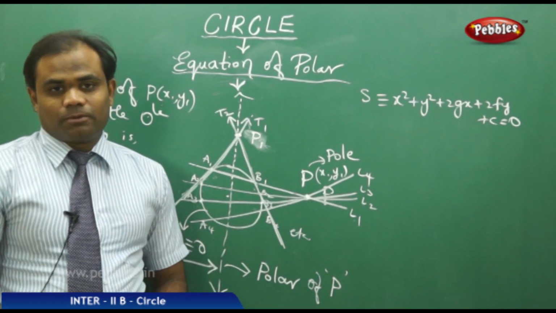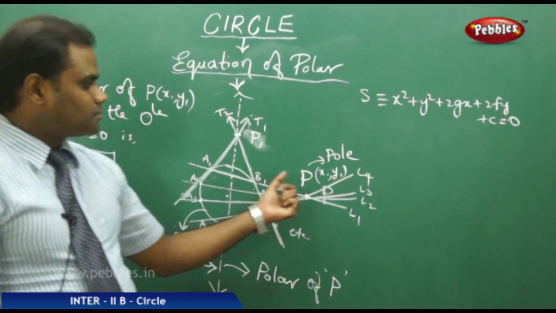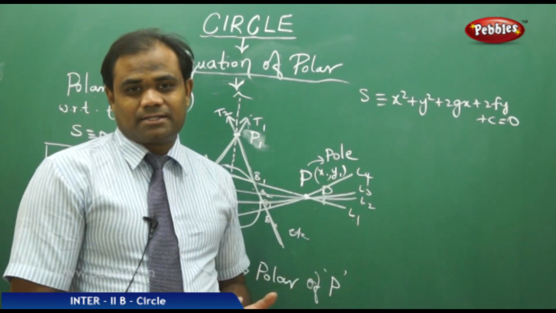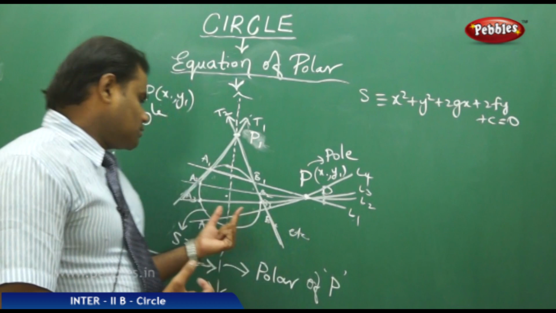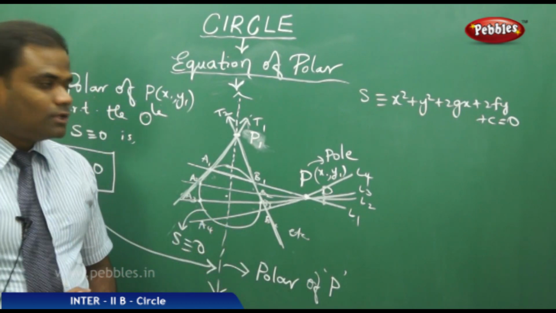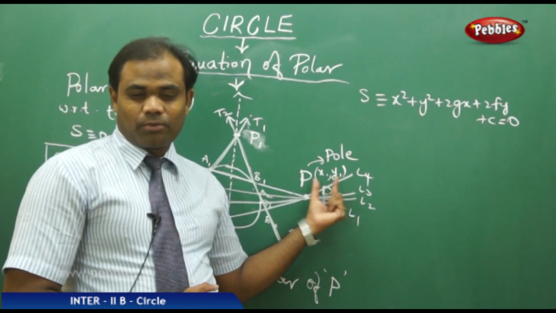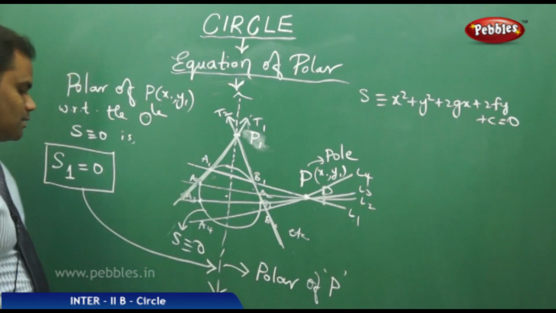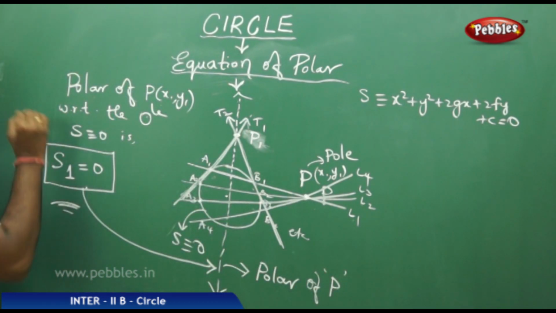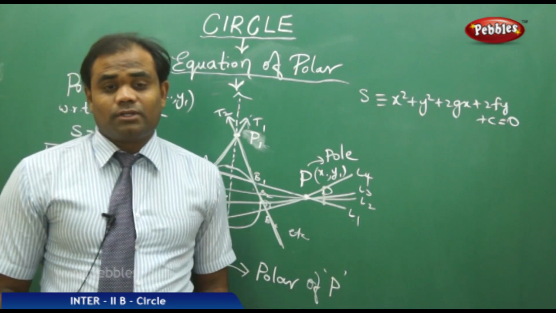So when I want to find the polar of any point P (x1, y1) which lies in the plane other than on the center of the circle, then the equation of the polar with respect to that point P (x1, y1) is S1 equal to 0.